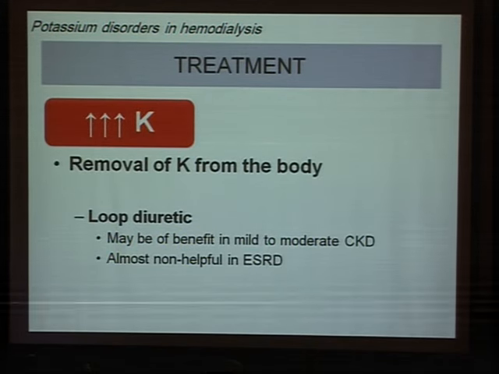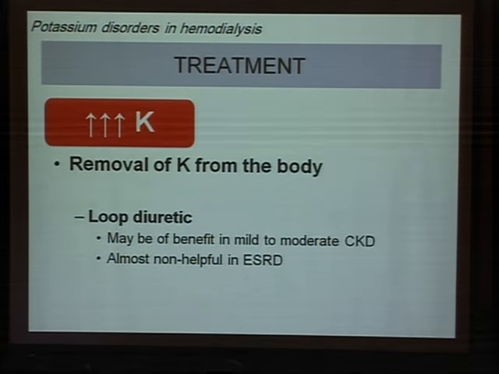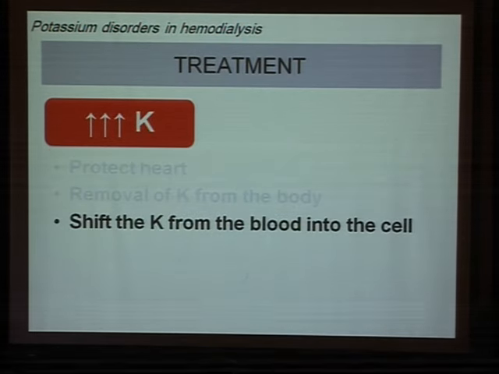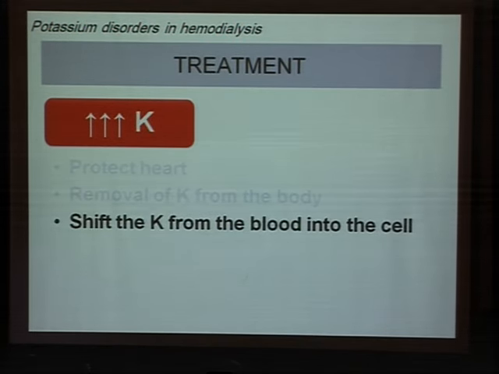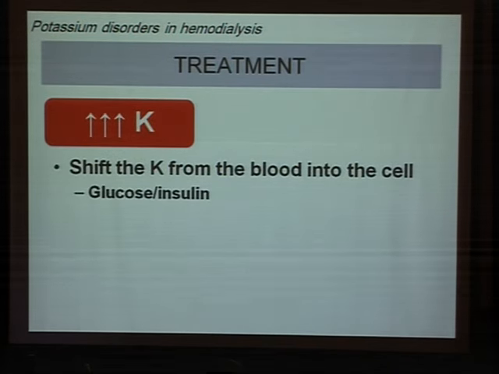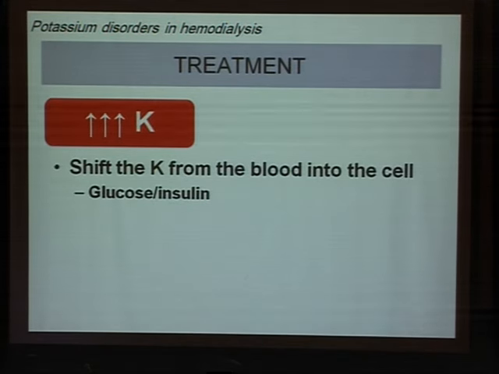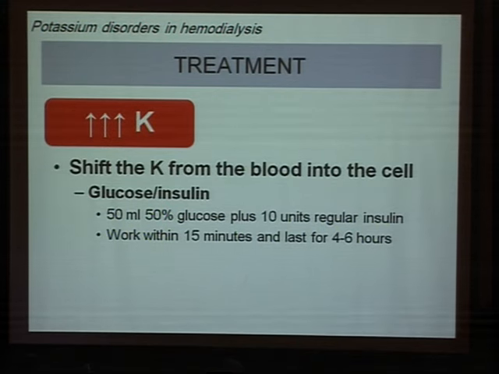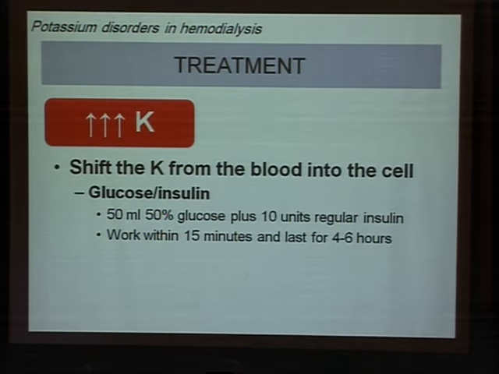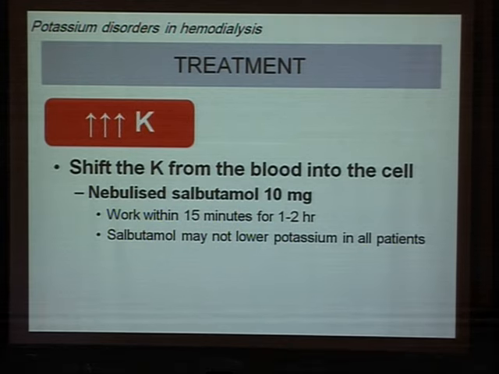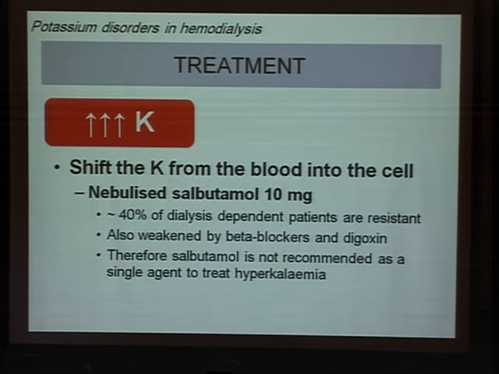Loop diuretic might also be helpful, especially in patients who produce a good amount of urine. And the last treatment is to shift potassium from blood to cell. Unfortunately, this is a rapidly acting but temporary maneuver: glucose insulin, nebulized salbutamol.